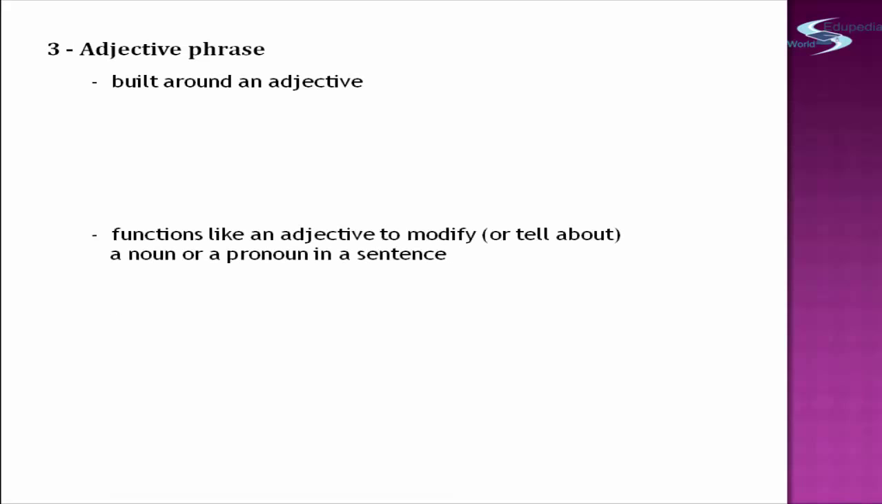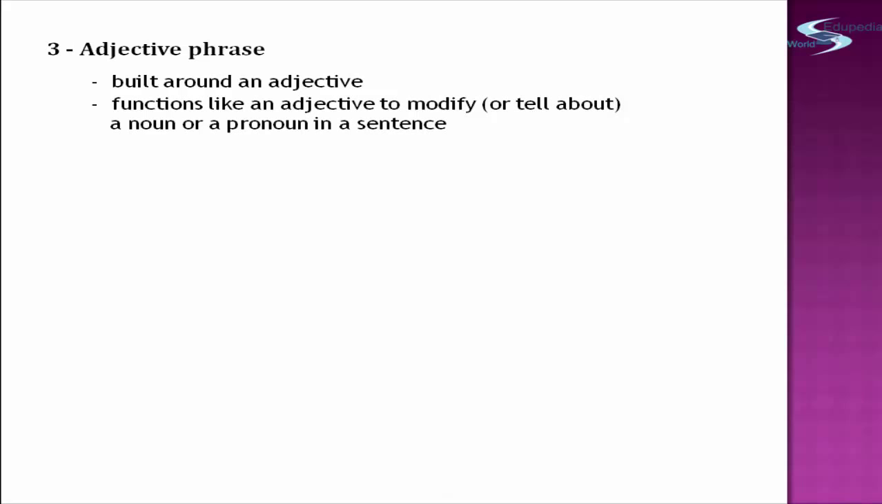The next one is an adjective phrase. An adjective phrase is built around an adjective. It is a group of words that functions like an adjective in a sentence. It consists of adjectives, modifiers, and any word that modifies a noun or pronoun. An adjective phrase functions like an adjective to modify or tell about a noun or a pronoun in a sentence.